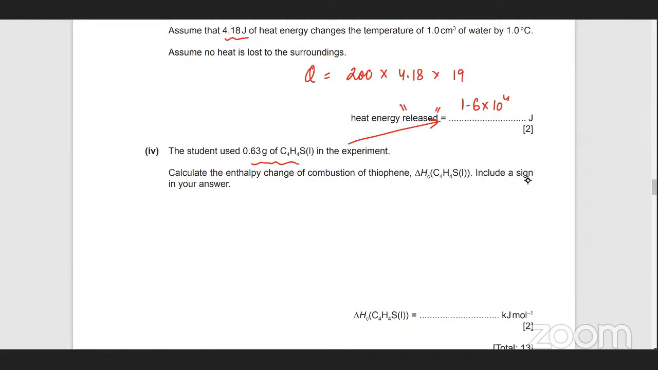पहले तो बताओ कितने मोल्स हैं ये. Find the moles. 0.63, ये जरा कैलकुलेट करो. Mr क्या होगी? That's 12 into 4 क्या होता है? That's 48 plus 4 हाइड्रोजन्स भी हैं, 4 plus 1 और 32 भी बीच में ऐड कर दो तो that's 84.1 बन रहा है. क्या बन रहा है? It's 0.63 divided by 84.1.